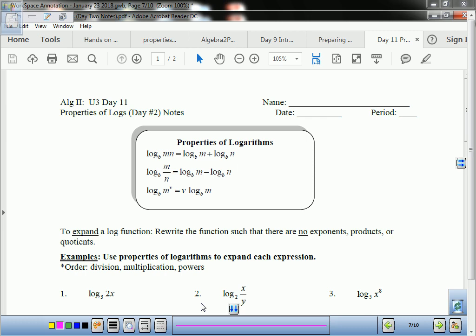When we multiply like bases, what do we do with the exponents? Add them. So look at here. When we have multiplication, we can rewrite it as addition because the logarithms are the exponents. You add the exponents. When we divide like bases, what do we do with the exponents? Subtract them. Look what happens right here. When we go from division, we can rewrite it as subtraction.